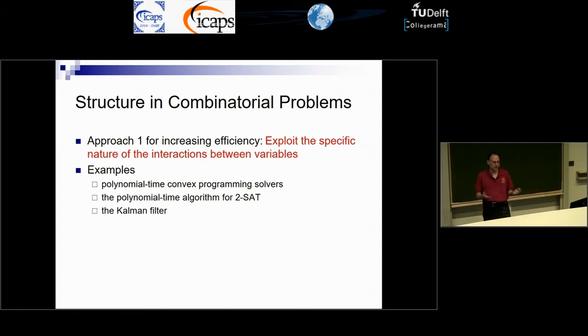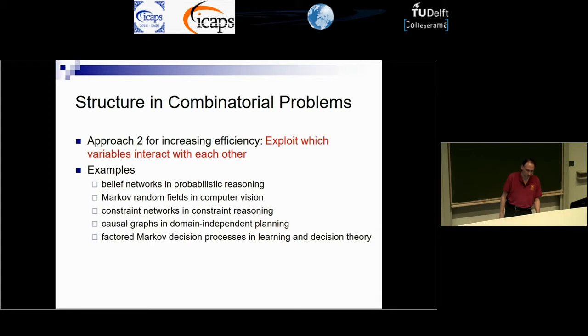But sometimes you can't do that because you haven't quite figured out how to exploit the specific nature of the interactions of the variables. But fortunately, there's also a weaker approach. So you can also achieve efficiency by only exploiting which variables interact with each other. And that's sort of a very common approach. We have seen lots of examples for this. Again, some of the examples are listed here: belief networks and probabilistic reasoning, Markov random fields and computer vision, constraint networks and constraint reasoning, and so on. And so the problem that I want to introduce here is very amenable to these approaches of the second kind.